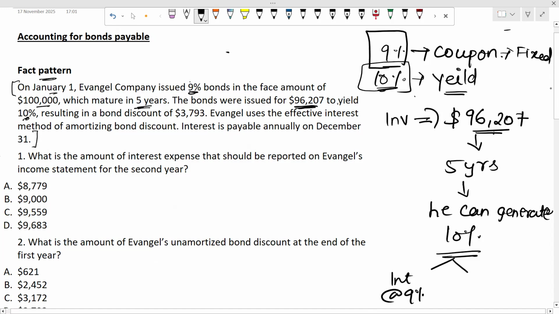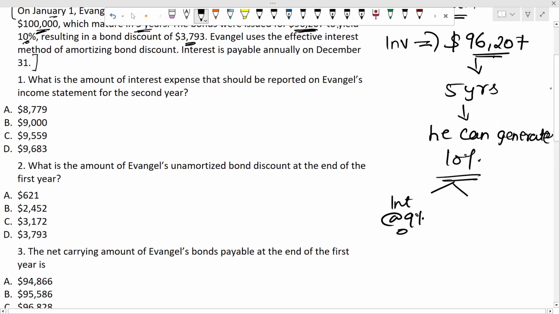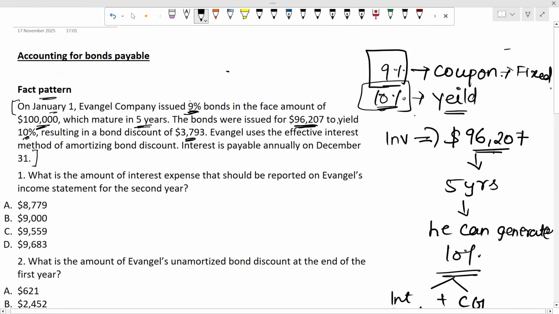But after 5 years, he is going to get back the face value of the bond. At the time of redemption or at the time of maturity, the investor will get back 1 lakh. So to put it very simple, today I am investing 96,207. After 5 years, I am going to get back $1 lakh. So there is a capital gain. Capital gain of how much? 3,793. So this 10% includes interest at 9%, the coupon of 9%, plus some capital gain. Even though the company is paying only 9% interest, the investor can generate more than 9% because of the capital gain. That capital gain is nothing but the difference between how much he is investing today, 96,207, and how much he is going to get back after 5 years, $1 lakh. So there is a capital gain for the investor. Basically, he is going to generate more than what the company is paying.